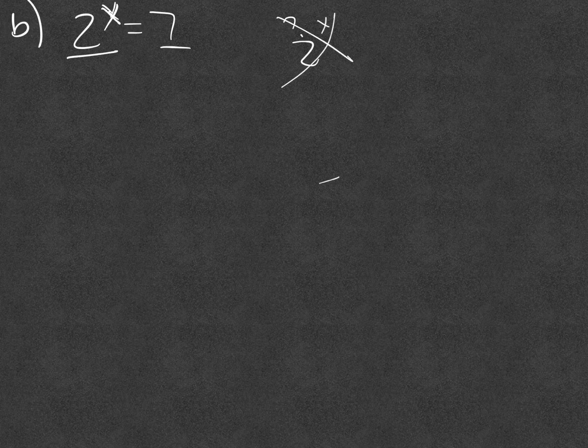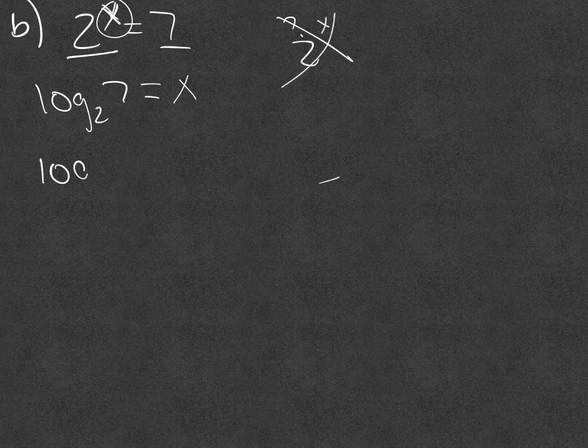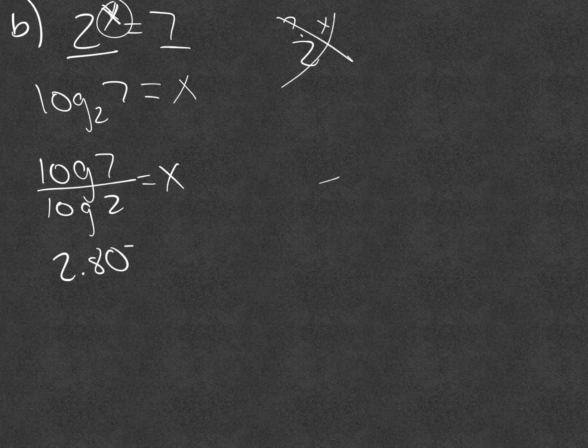So we're going to have to go ahead and figure out how we can get x by itself. Well, if we go ahead and just do our regular rewrite, we can go ahead and rewrite this as log base 2 of 7 equals x. Then you'll want to go ahead and do the change of base. We have log 7 over log 2 equals x. Plug that into your calculator, and you should get x to be around 2.807. I'm going to use approximately.